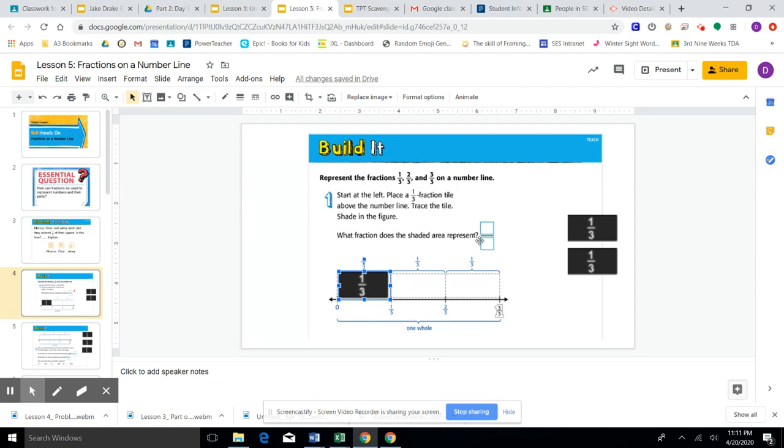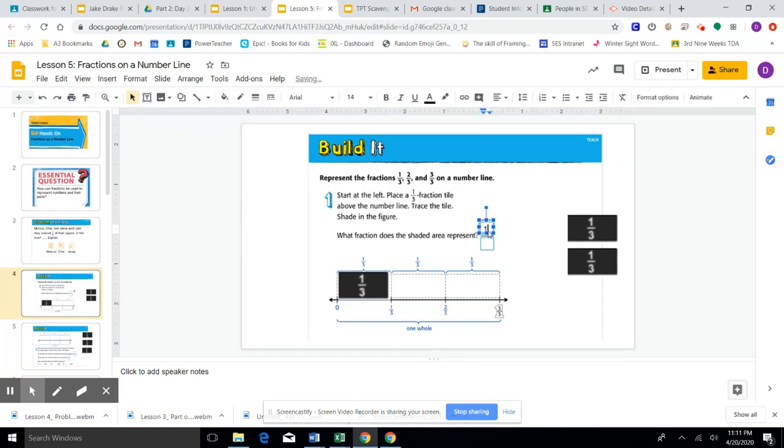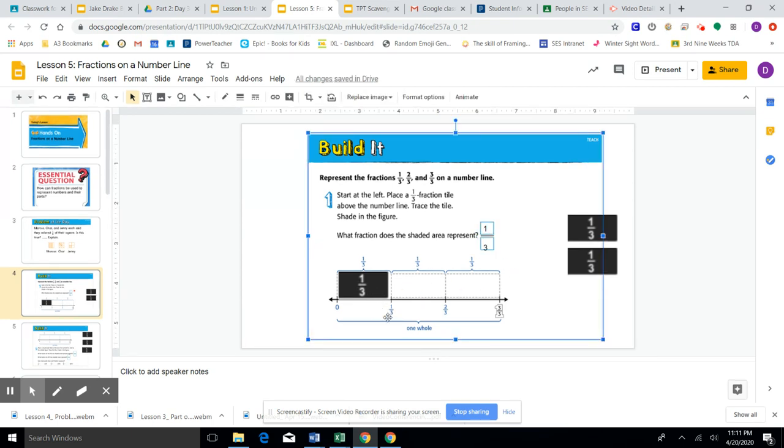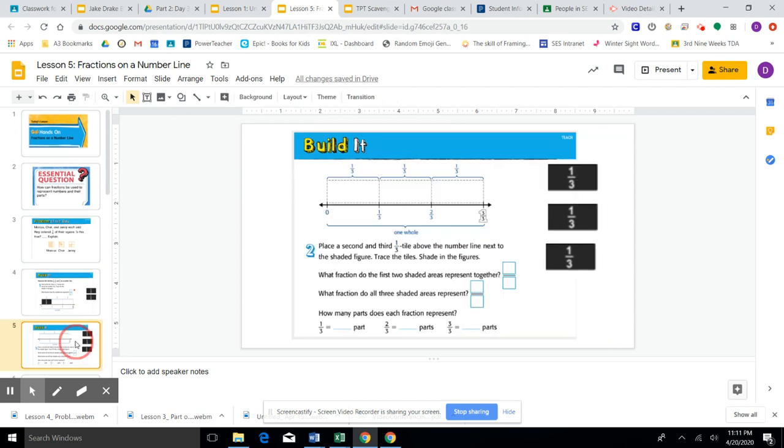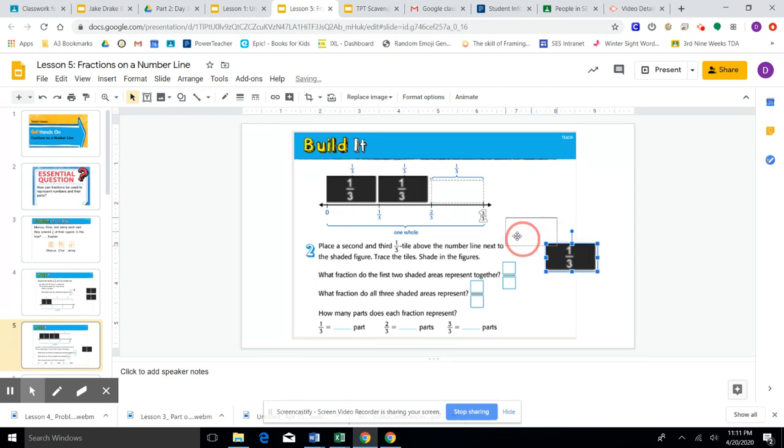What fraction does the shaded area represent? I only have how much? I have 1/3. I only shaded in 1/3. So this first part on the number line is 1/3. Now it says place a second and third 1/3 tile above the number line next to the shaded figure. So I'm going to place, that's my first one. I'm going to place a second and a third 1/3 tile above the number line next to the shaded figure.